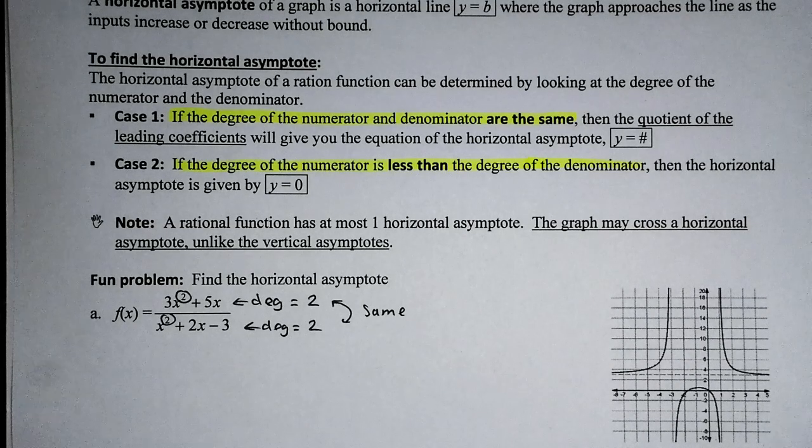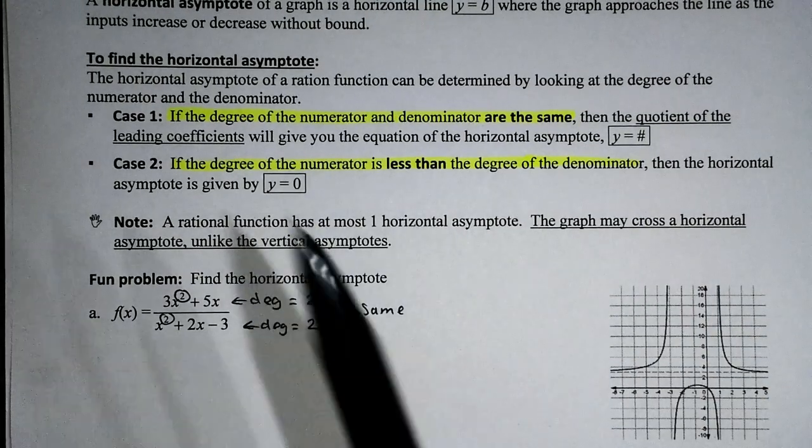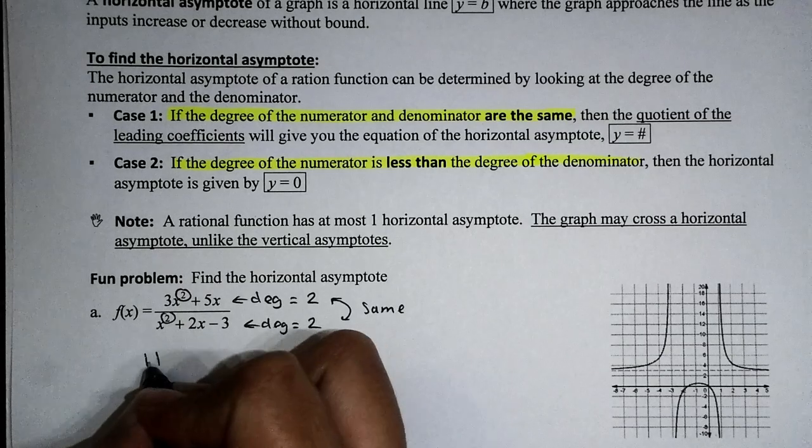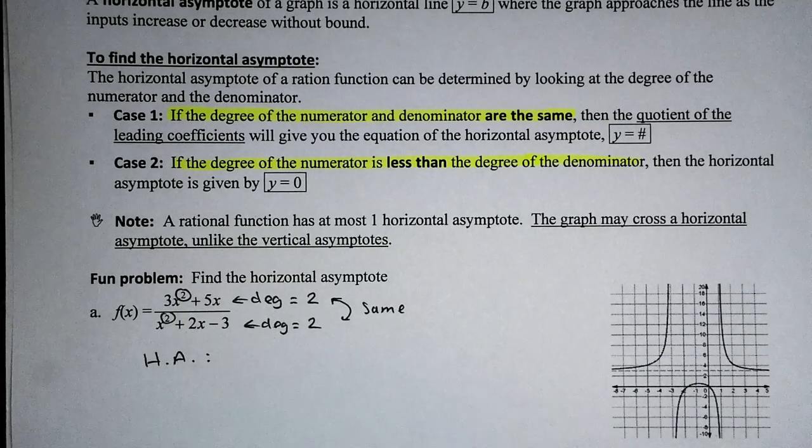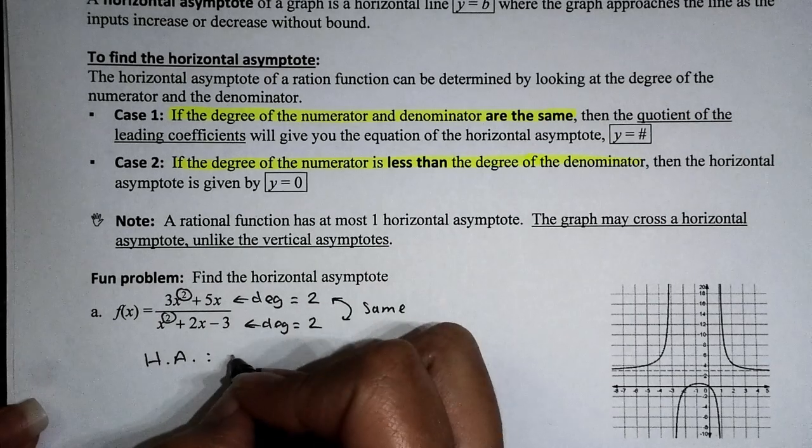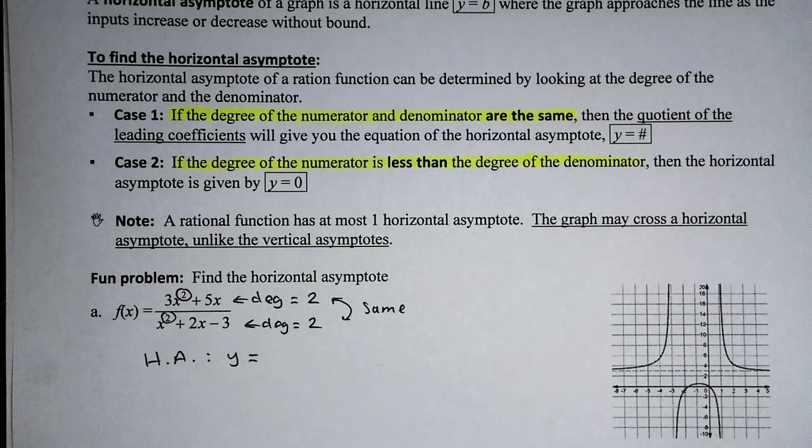So the question is, what is the horizontal asymptote? If the degree of the numerator and denominator are the same, then the horizontal asymptote is given by the quotient of the leading coefficients. Let me go ahead and write down an abbreviation for horizontal asymptote. The horizontal asymptote will be given by the quotient of the leading coefficients. A horizontal asymptote is a horizontal line, and equations of horizontal lines are of the form y equals some number.